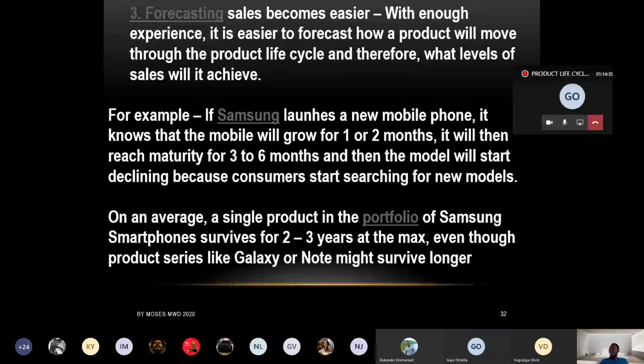Okay. Continue. On average, a single product in the portfolio of Samsung smartphones survives for 2 to 3 years at the max, even though product series like Galaxy or Note might survive longer.